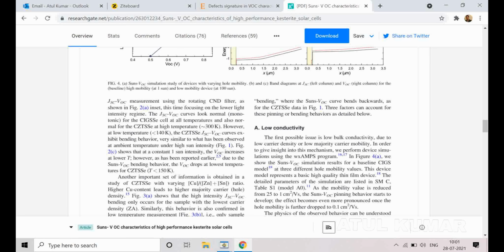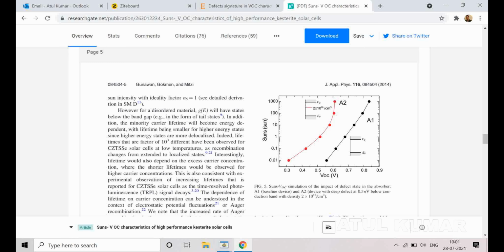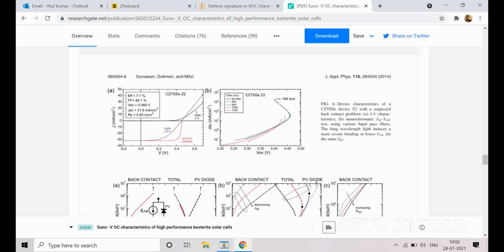Here you can see again Sun-VOC characterization, or illumination intensity and VOC characterization. One can see that as the bulk defect density increases, again this kind of behavior is observed. And when there is no internal bulk defect, a straight line is coming, like VOC linearly increases with illumination intensity. But when there is a defect, the VOC saturates. So those kinds of studies one can do, and one can get a good publication.